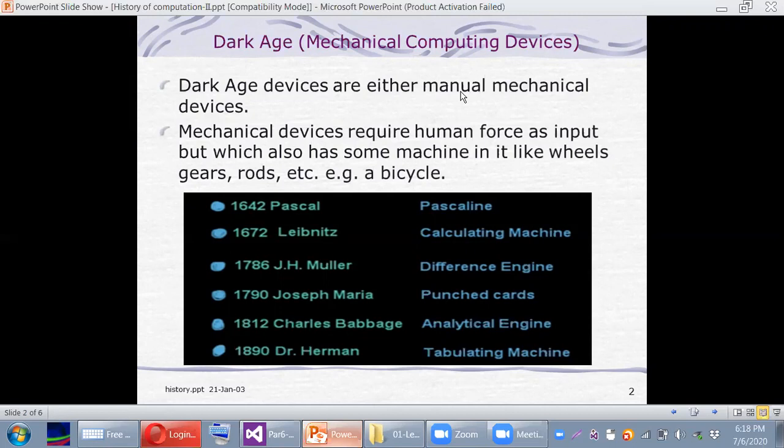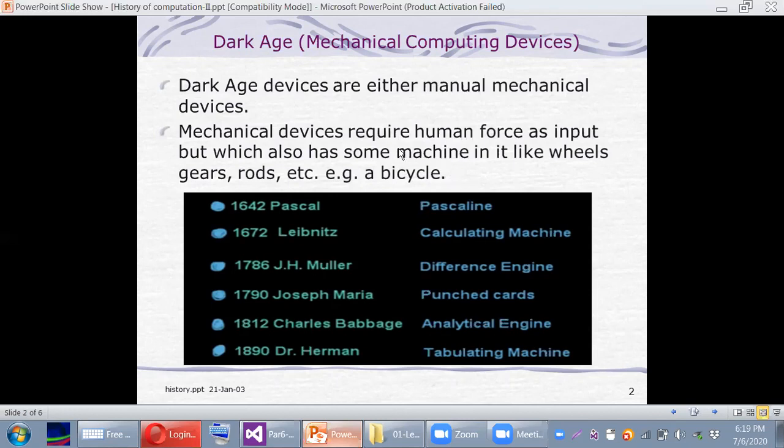These are the type of devices which still require human force as input, but which also require some kind of machine in it, like some kind of wheels, gears, rods, and things like that. Okay. The most common example of mechanical devices is a bicycle.